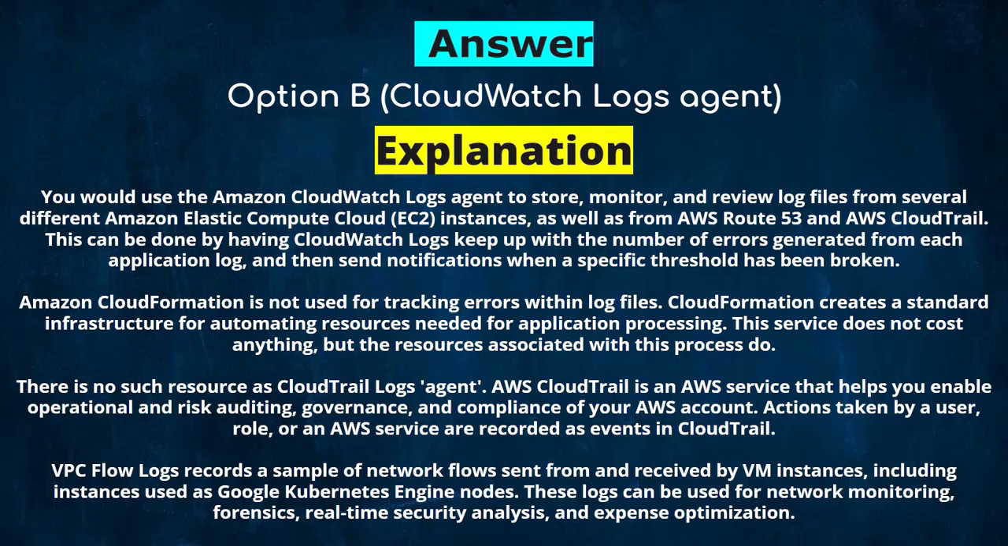AWS CloudTrail is an AWS service that helps you enable operational and risk auditing, governance, and compliance of your AWS account. Actions taken by a user, role, or an AWS service are recorded as events in CloudTrail. VPC flow logs record a sample of network flows sent from and received by VM instances, including instances used as Google Kubernetes Engine nodes. These logs can be used for network monitoring, forensics, real-time security analysis, and expense optimization.